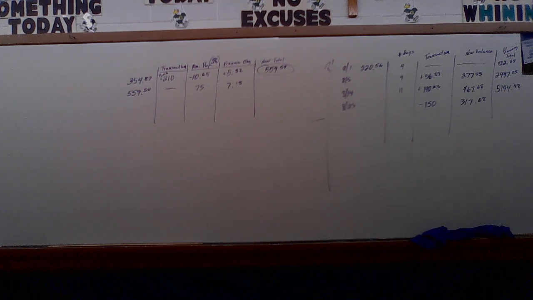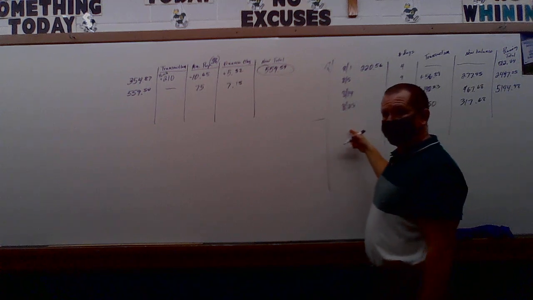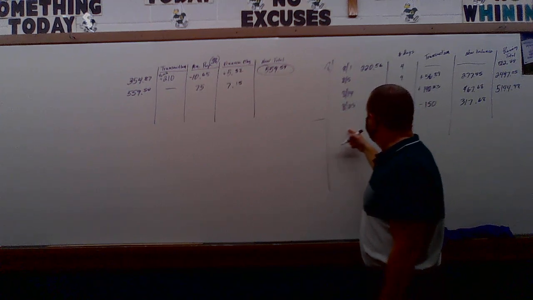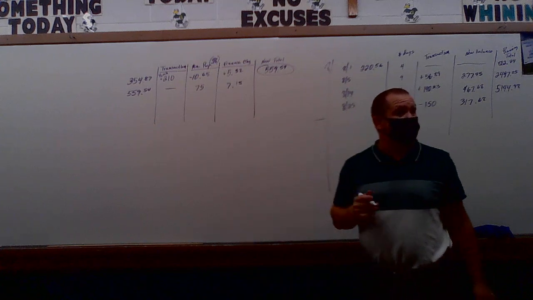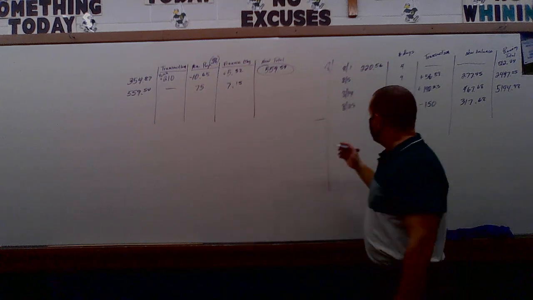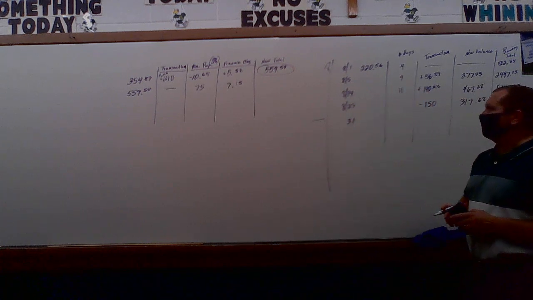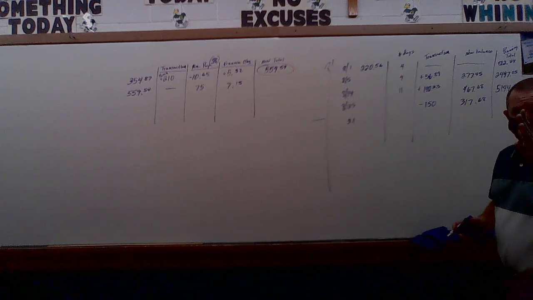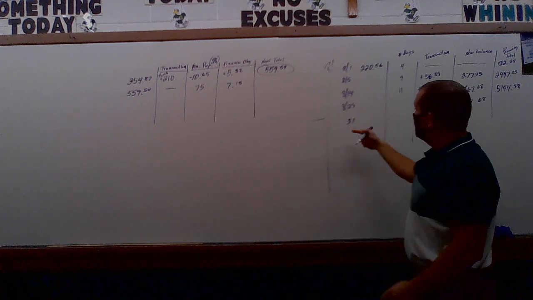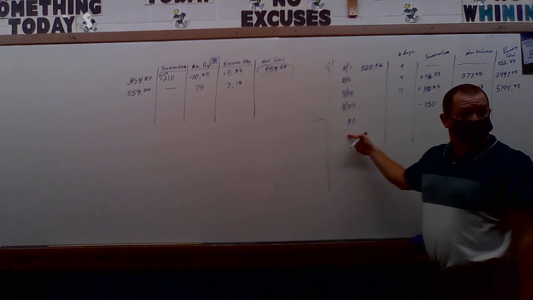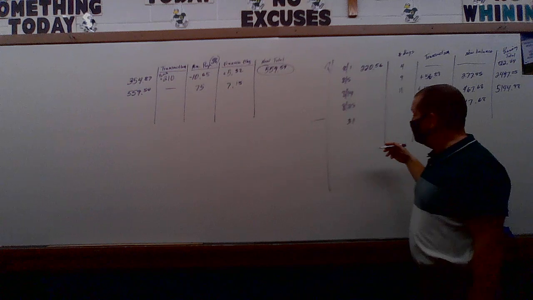68.713. What's my next transaction? Was there one? Probably not. So how many days are in August? 31. So 25 to 31: 25, 26, 27, 28, 29, 30, 31. This is the one that you're going to add one to because you're counting both days.